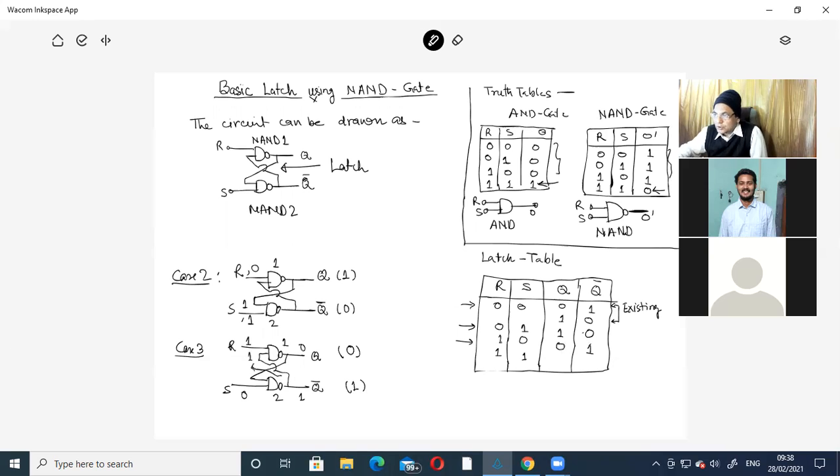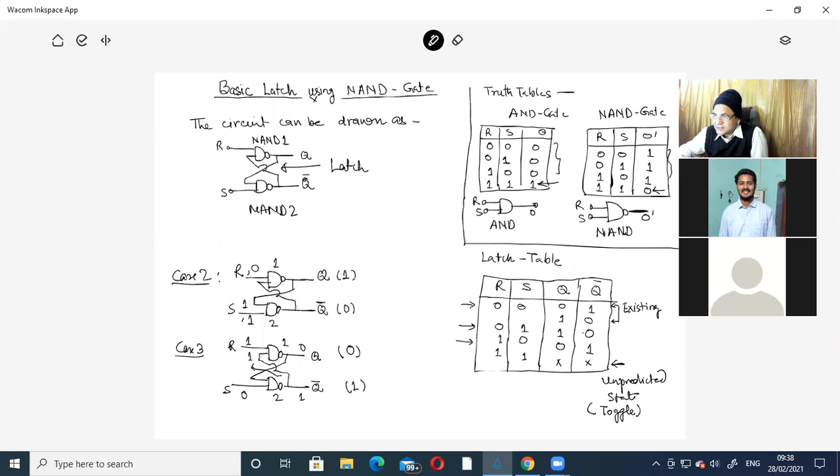And when both are 1, the output cannot be predicted. So this one is an unpredicted state, and this unpredicted state is sometimes also called toggle, or toggle switch, something like that.